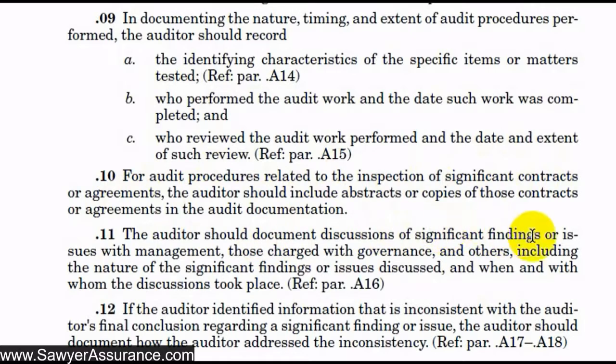And also if we have some significant findings or issues and then we go talk to management about it, we should record or document what we discussed when we had the discussion and with whom we discussed these findings.